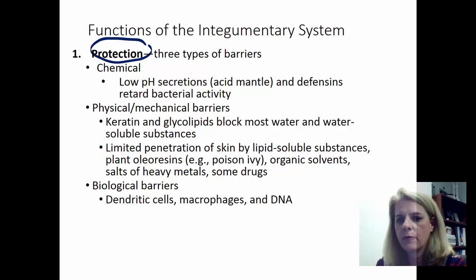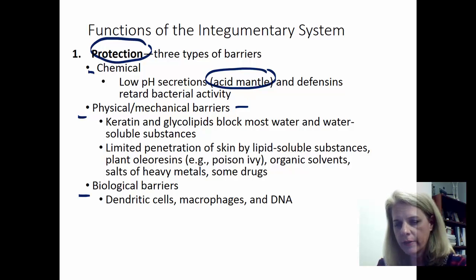And it does that in three ways. There's a chemical layer of protection, a physical layer of protection, and a biological layer of protection. And what I mean by that is our skin secretes secretions that are acid, makes an acid mantle that basically stops bacteria from growing. It's almost like using a hand gel. So your skin has a secretion that will kill bacteria. You have your physical barriers.